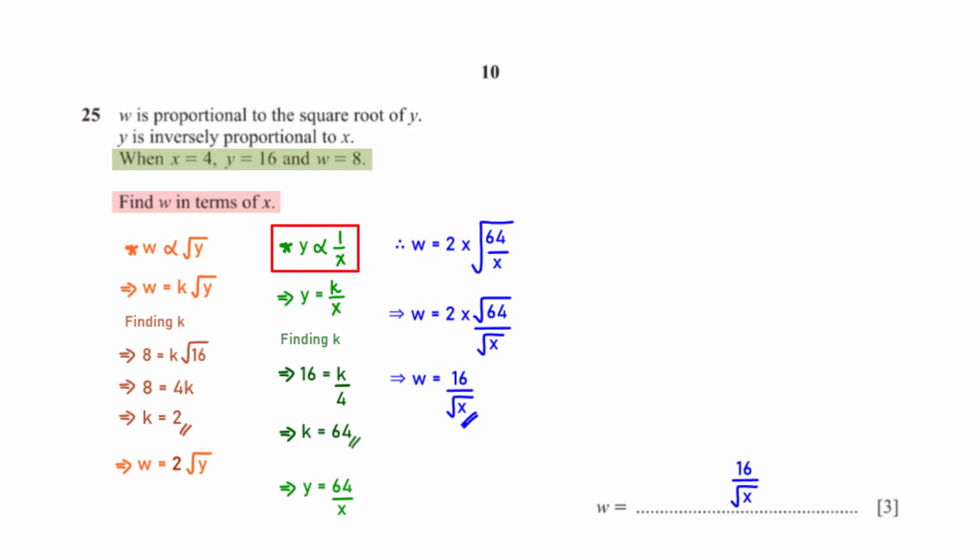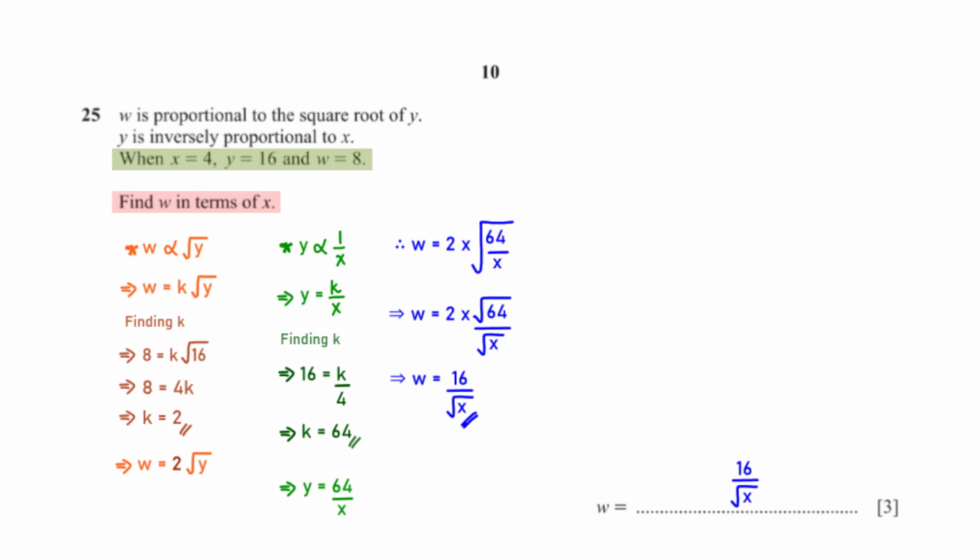We are also told y is inversely proportional to x. This can be rewritten as y is equal to a constant which we are going to call k times 1 over x, which is k over x. We get the value of k by plugging in the values of x and y given in the question. This gives us 16 equals k over 4. When we multiply both sides by 4, we get k equals 64. So we have y equals 64 over x.